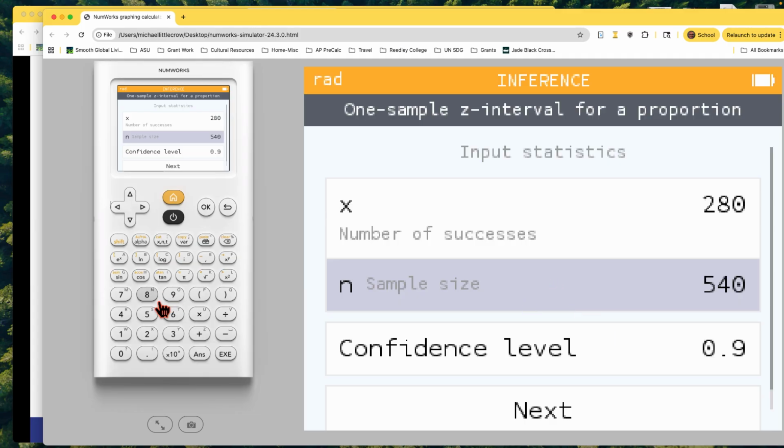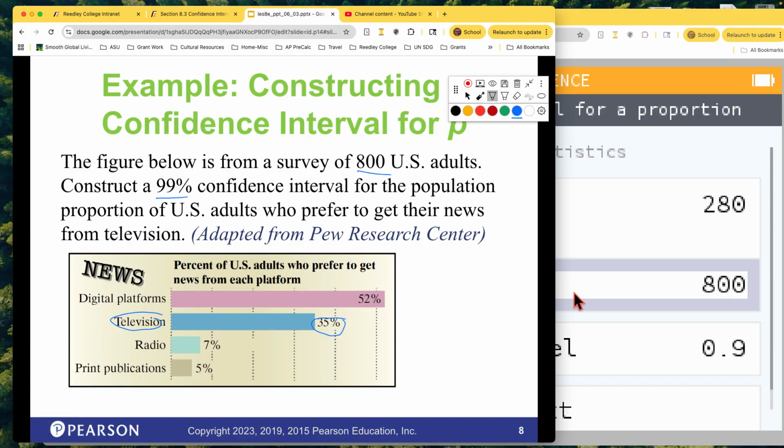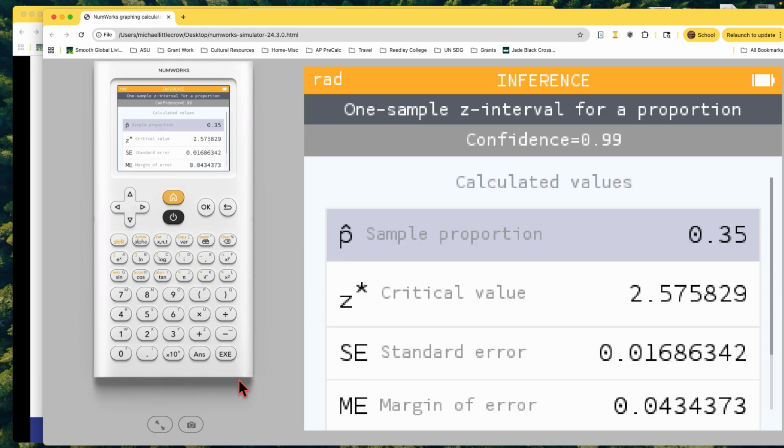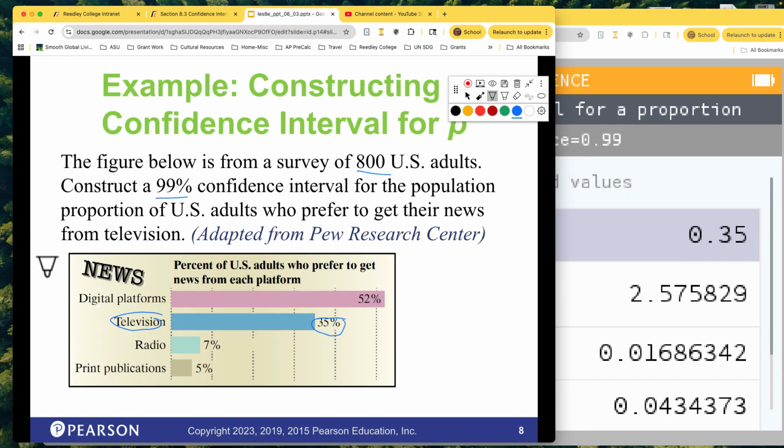And then the sample size was 800. So it's not a big deal, but you have to remember, you don't put in the 0.35. Other calculators you would, but we have to put the X value. So when they give you the percentage, it's actually a little bit of an extra step, that multiplication. They want a 99% confidence interval. So we do a 0.99, and we get everything. So our sample proportion is 35%, which we knew, right?